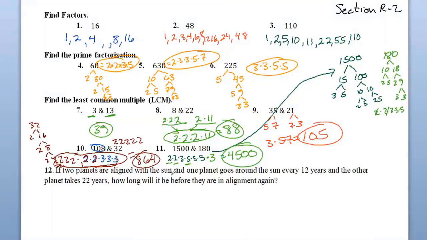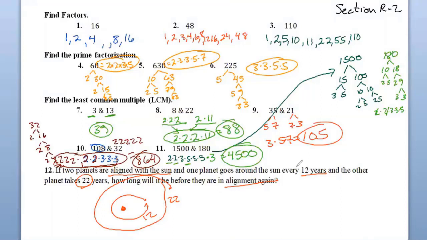Okay, the last one then. We have 2 planets aligned with the sun, and one planet goes around every 12 years. I guess they're aligned with each other right now, aren't they? The other planet takes 22 years. How long before they will be in alignment again? So we got the sun here, one planet there, the other planet there. This guy will go around every 12 years, and that guy every 22 years. So they'll come back into this alignment. This guy every 12 years, 24, 36, we see that they are multiples, and 22, 44, 66, multiples of 22.